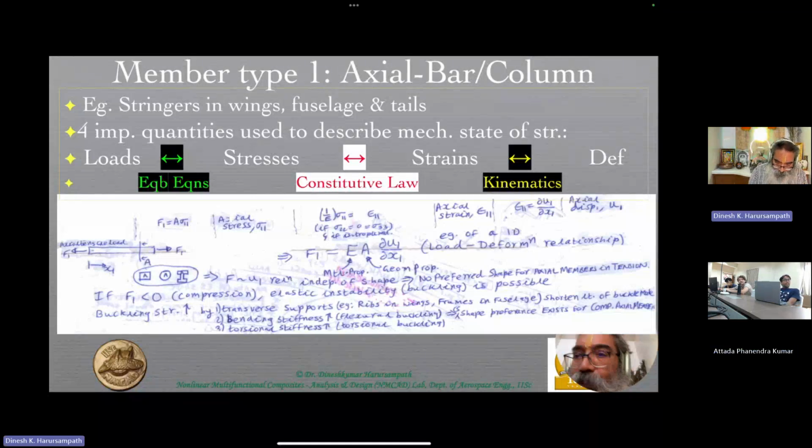Sorry for the interruption. So let's continue. So I think we are done with this axial bar column example. If there are any questions on this, I'd be happy to answer that. Otherwise, we'll go to the second example. I think we're good. Okay.